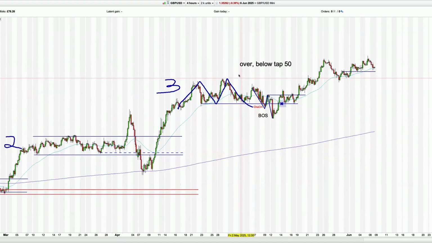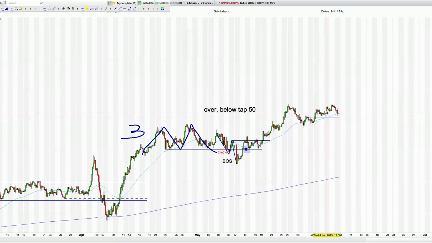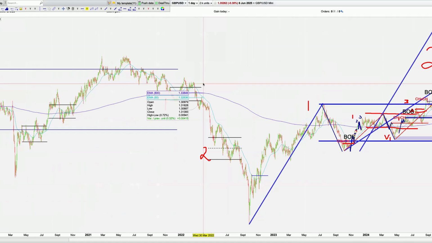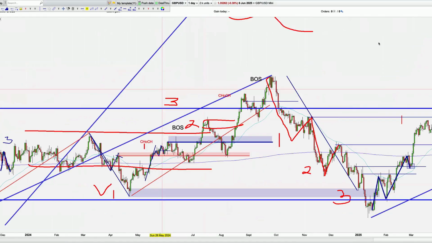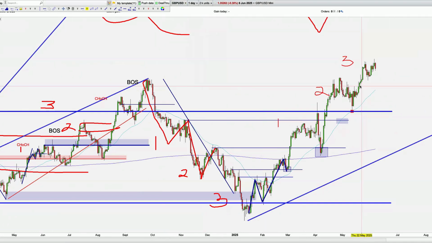GBP USD, we killed it on here as well. We got in. Did we get in? We got in here and took all of that. That was a 100 pip move. Trickier trade because we've done 3 pushes to clear, whereas in EU, we're only here.